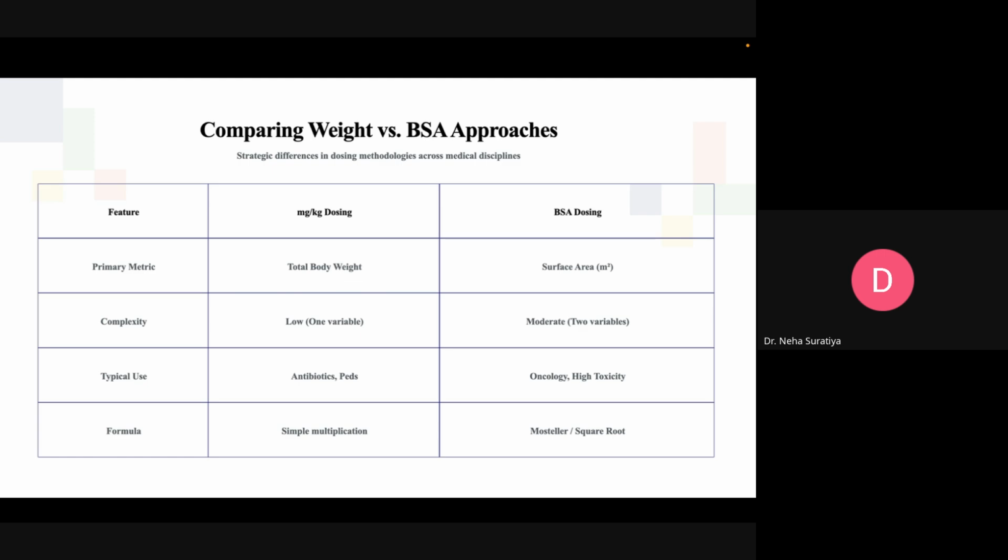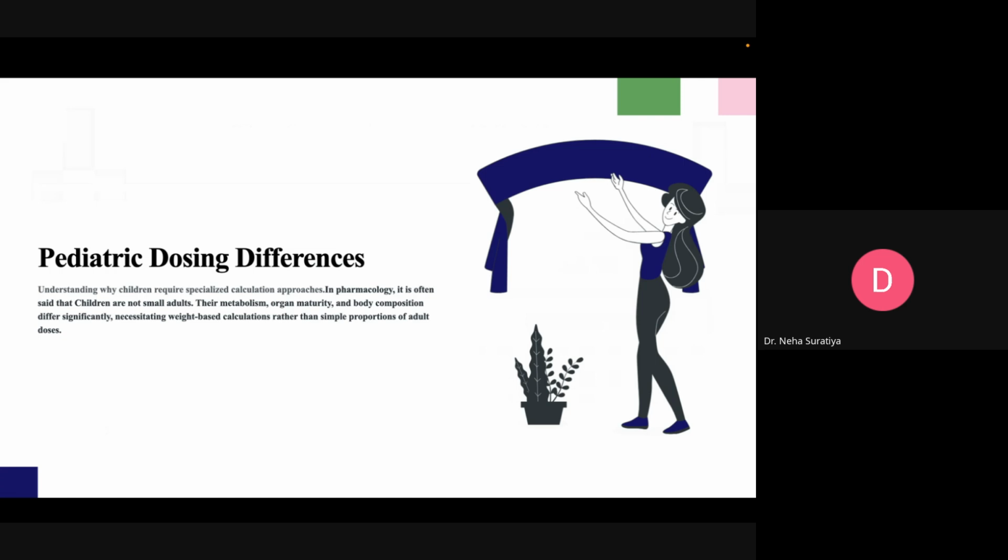Wrong dose can lead to toxicity. Overdose, toxicity, high risk. Yes, of course, it can lead to toxicity, overdose, and patient harm. We cannot do it. So you need to differentiate first of all in which scenario mg per kg is useful, and in which scenario BSA is useful. And also we have pediatric dosing differences, guys.